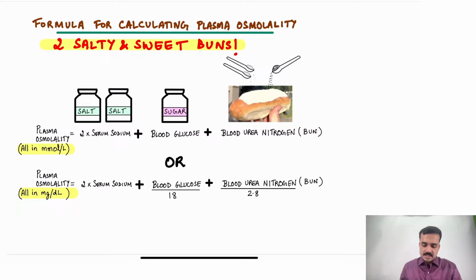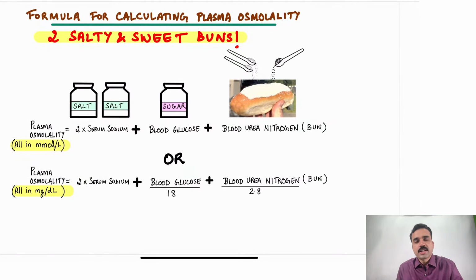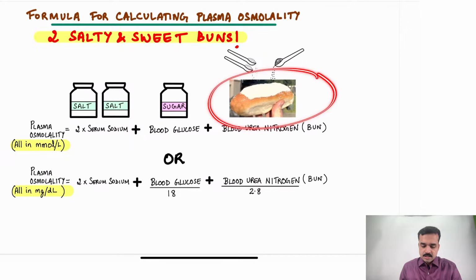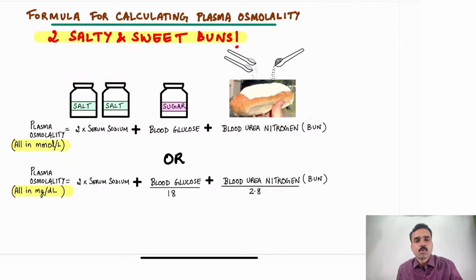Okay, this is the formula to calculate osmolar gap. So just as a break, you can remember the formula as 2 salty and sweet buns. Okay, so BUN stands for blood urea nitrogen, and salty, that means 2 salty, that's 2 times sodium, plus blood glucose. Okay, so that's sweet. So 2 salty and sweet buns is a formula for calculating plasma osmolarity.